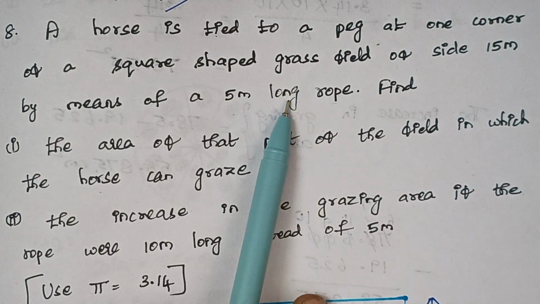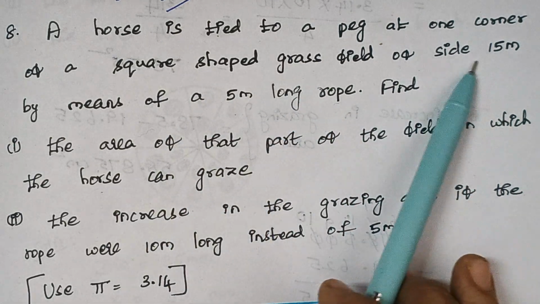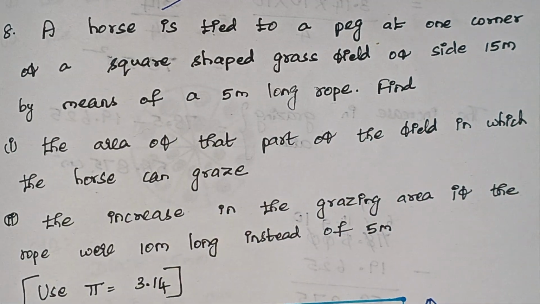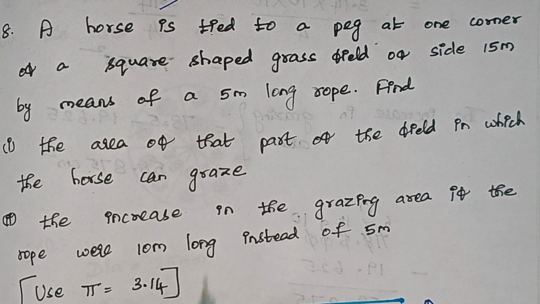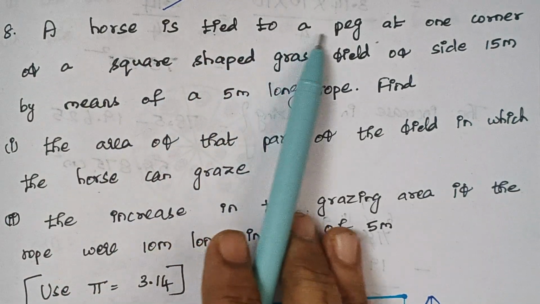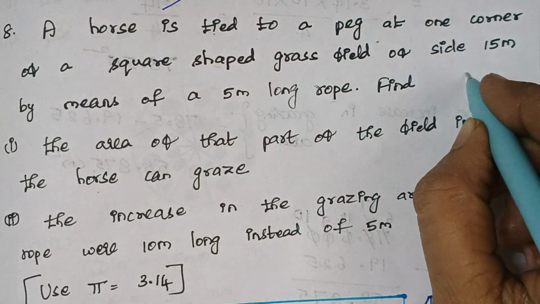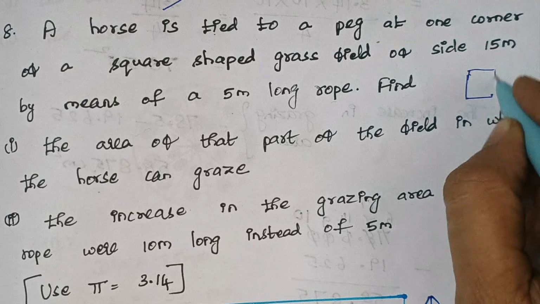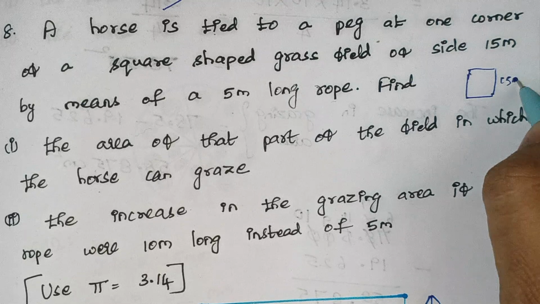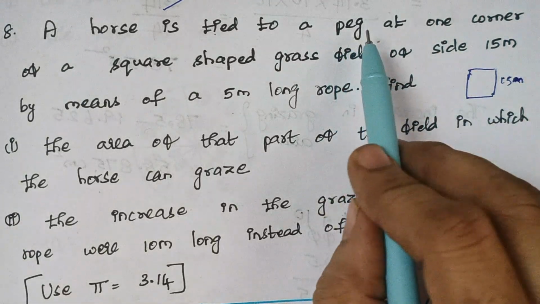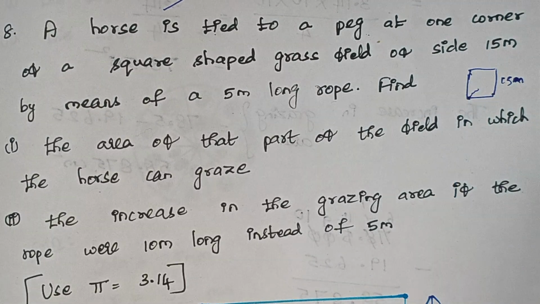So here what are all the given data? You see there is a square shaped grass field of side 15 meter. Right. So there is a square whose length is 15 meter. Now a horse is tied to a peg at one corner of the square. We are having a square whose side is 15 meters and a horse is tied to a peg at one corner. So here there is a peg and a horse is tied to it, right.